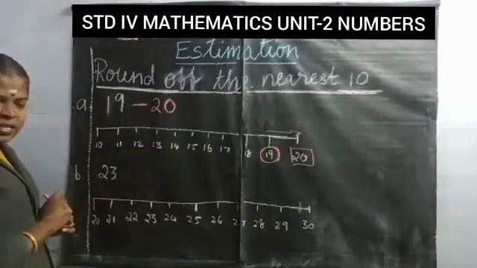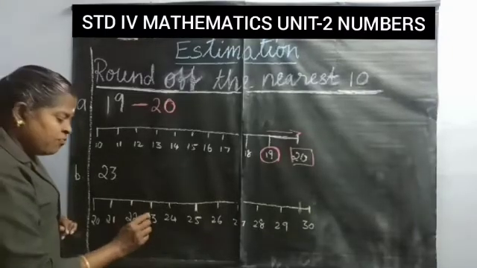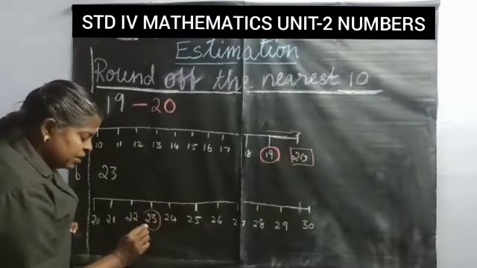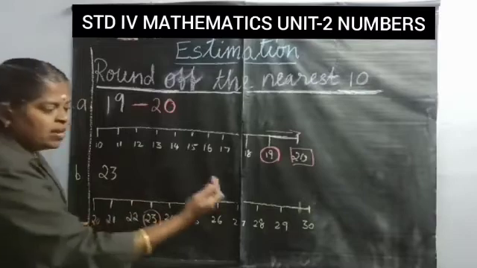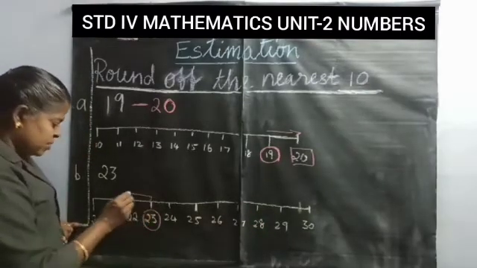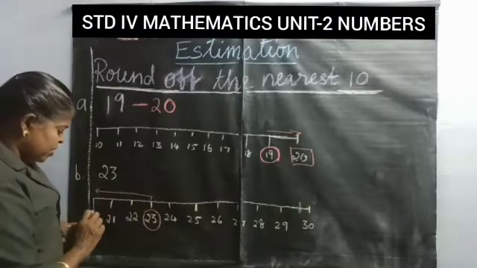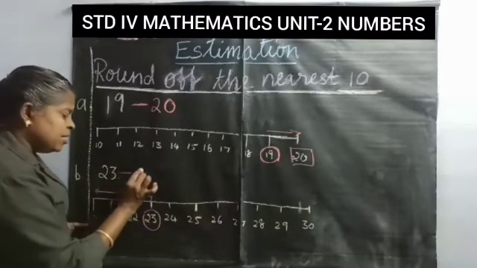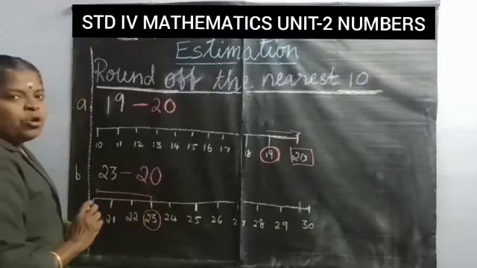Next question, 23. Where is the 23? So first circle the 23. It is nearest to 20 or 30. It is nearest to 20. So 23 is nearest to what? 20.